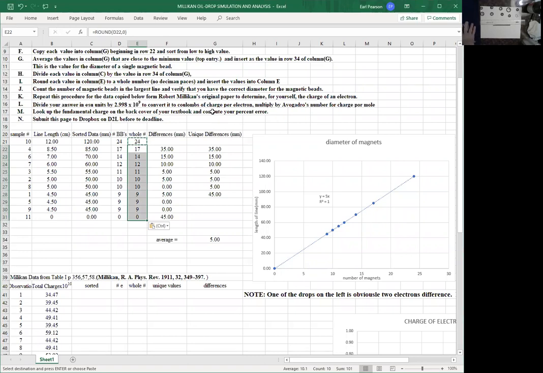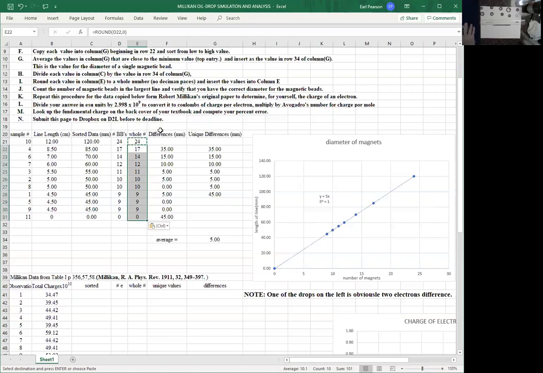And I want you also to include the R² value as an indicator of the precision of your measurements. It'll indicate how much scatter you get in this set of data. I think you'll be surprised at how good it is. And then report that to me in the Dropbox on D2L before the deadline.